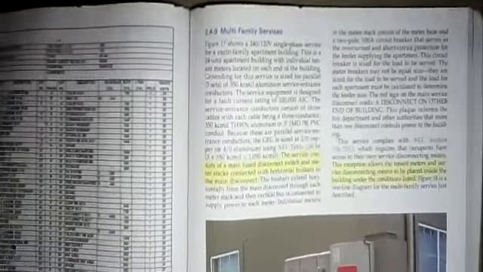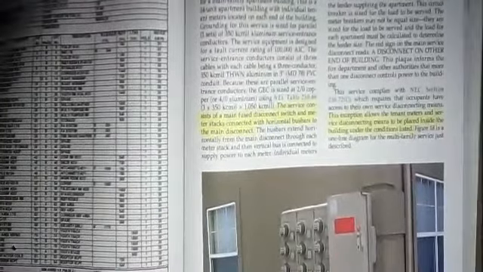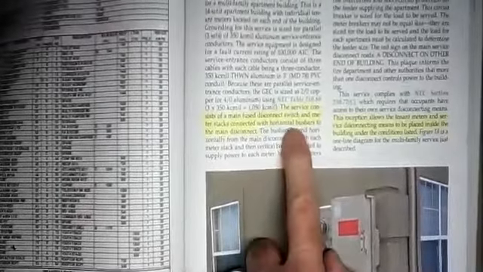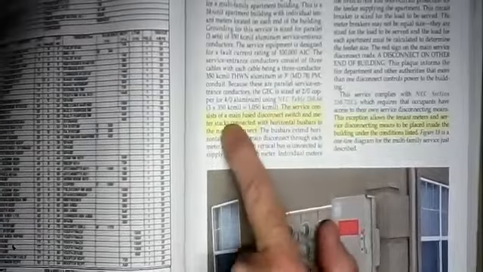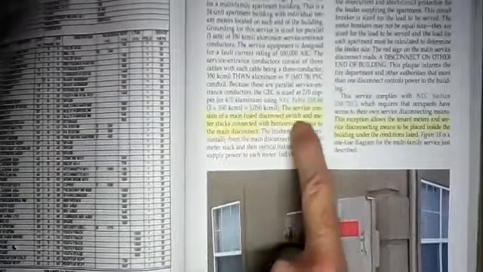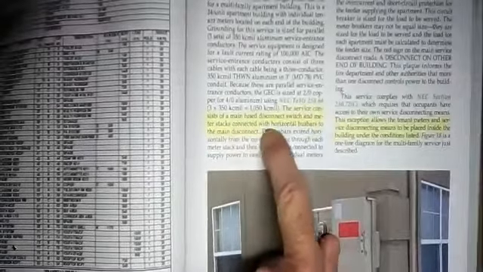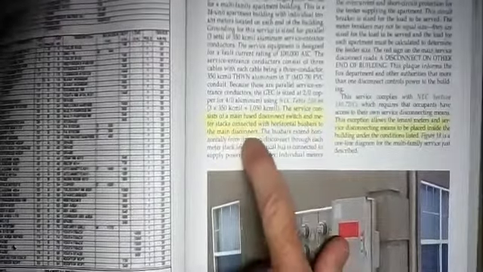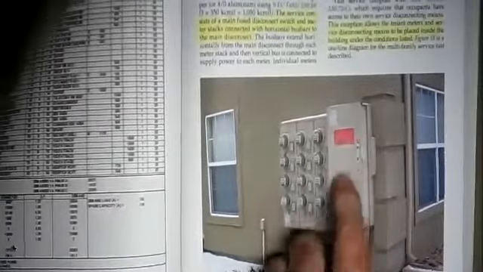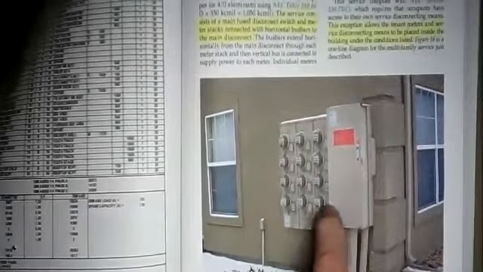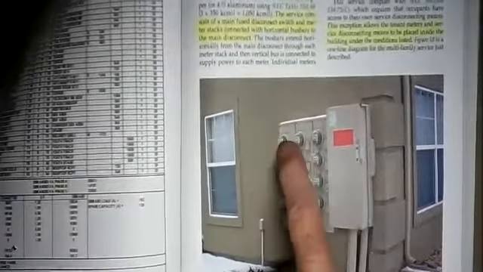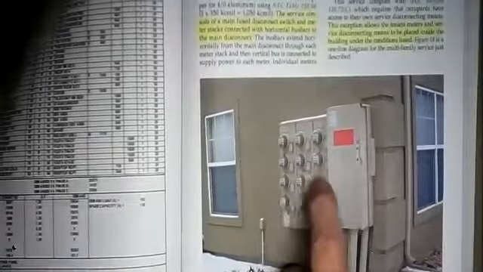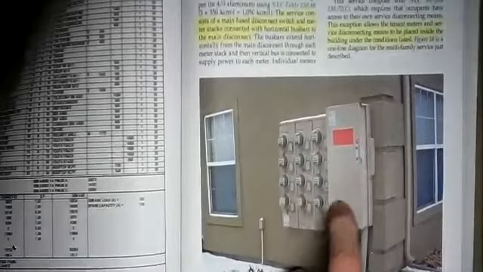There's a multifamily service on page 21, left-hand column, close to the bottom of the writing. It says the service consists of a main fuse disconnect switch and meter stack connected with horizontal bus bars to the main disconnect. So here's their example. Here's their main disconnect, and look how long it is. That's because it has horizontal bus bars going into this meter cabinet. And then each of these meters is separately hooked up to the bus bar.